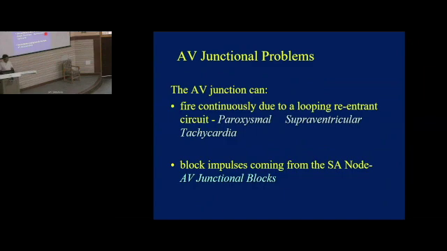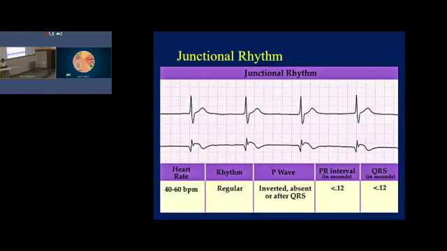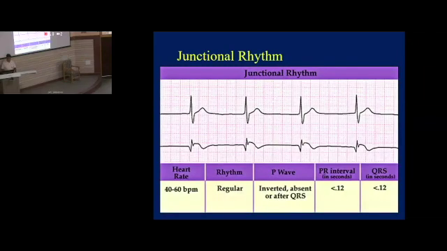AV junctional blocks, right? Then further, see, this is one of the examples of junctional rhythm. What do you see here? What is the problem in this junctional rhythm? What do you understand by junctional rhythm? The junction is which? AV node, the junction between atria and ventricle. So junctional rhythm is a rhythm generated from the AV junction.